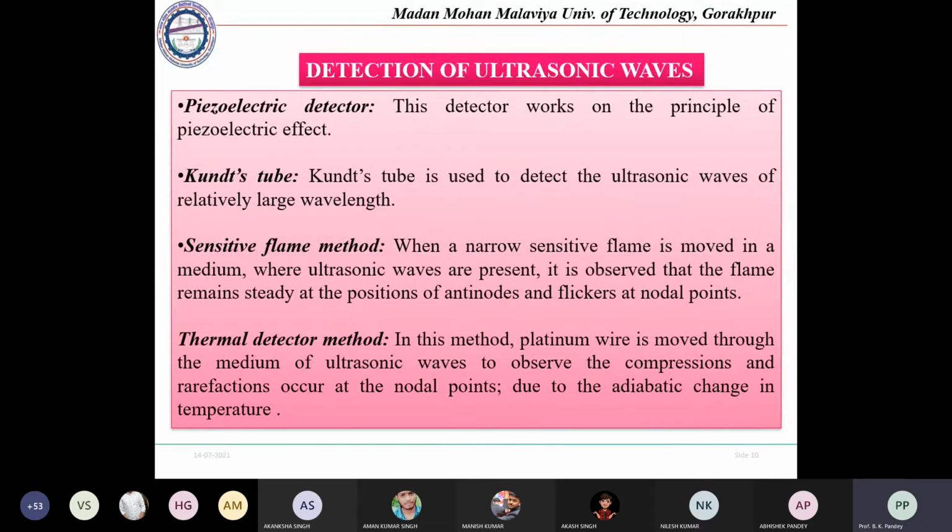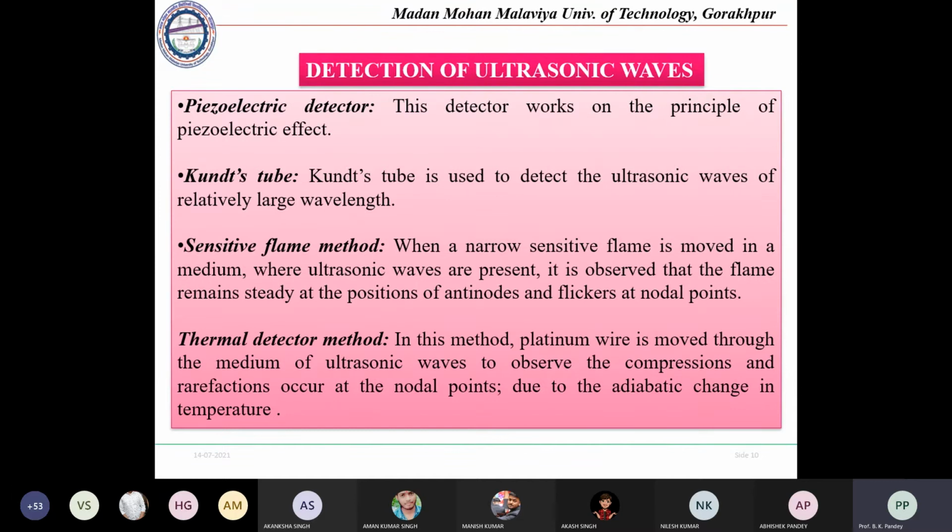Why I am discussing these things: if you are going to use the ultrasonic waves for commercial or industrial purposes, then definitely first you should know how they can be produced, what the specific characteristics are, how they can be detected, and then the specific applications that I will discuss later on, or how we can find the frequency and wavelength of ultrasonic waves.